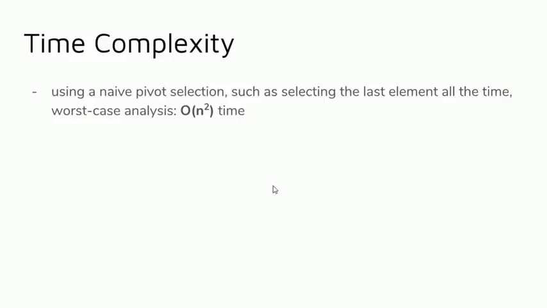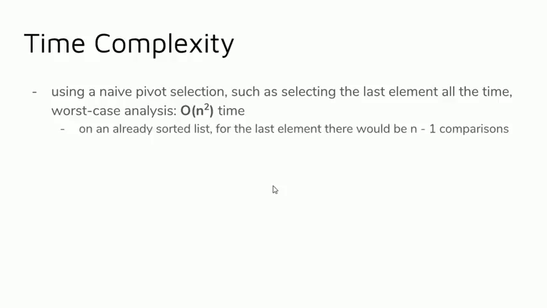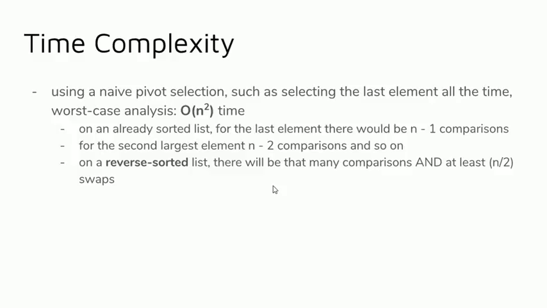While you might know that quicksort is a fast algorithm, let's take a look at the time complexity. The worst case analysis of quicksort will be done using a naive pivot selection, such as selecting the last element, and this usually results in the time complexity being O(n squared). This mainly applies to an already sorted list, because the last element will need n-1 comparisons, the second last element will need n-2 comparisons, and so on. On a reverse sorted list, it is even worse, as there will be many comparisons and at the same time there will be at least n/2 swaps done.